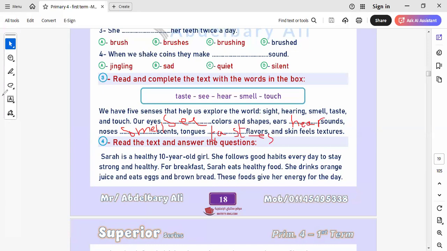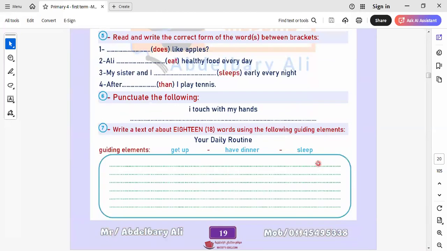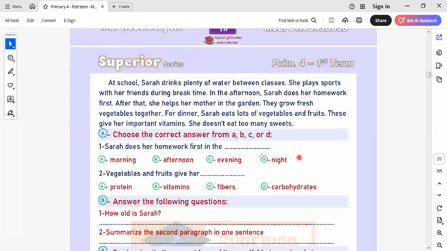Okay. Let's do this comprehension together. In the exam, we have a comprehension. Also, we must read the comprehension very well to answer, to know what the comprehension needs from us. Okay, let's read the comprehension together.